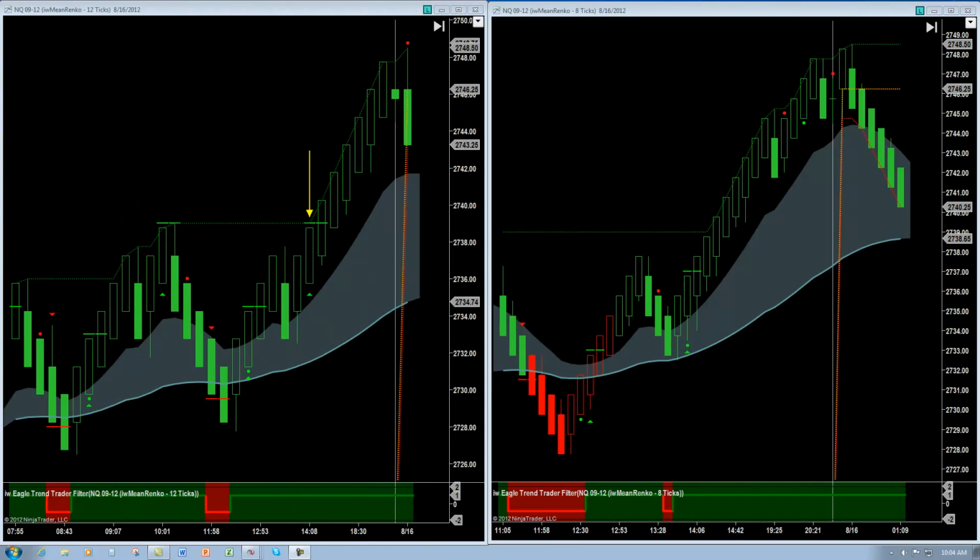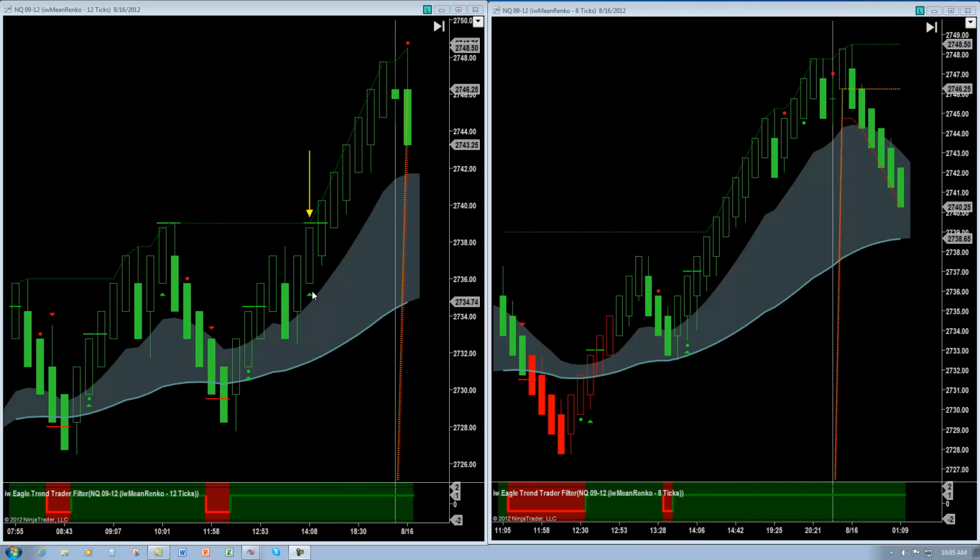Okay, here for my next example of why I like using an 8 range as well as the 12 range is this. If we look over here at our 12 range chart, we do get a valid entry right here. However, you can see we took a little bit of heat on this, but the trade does work out for the first and second profit targets pretty easy.